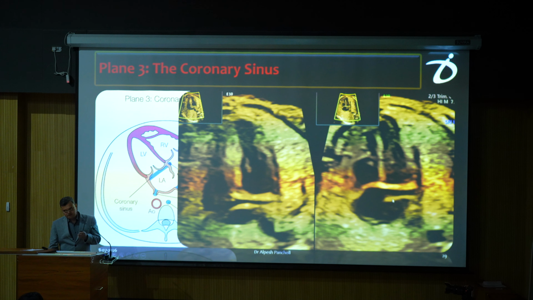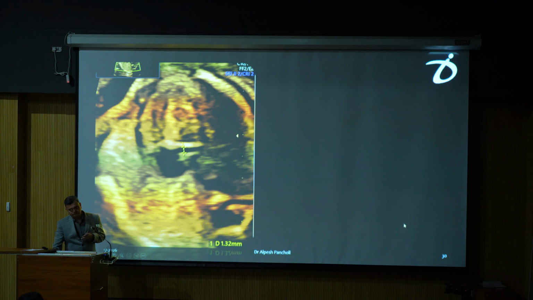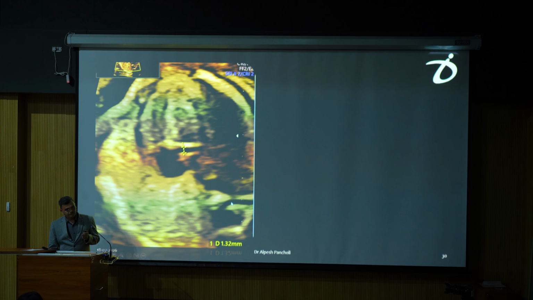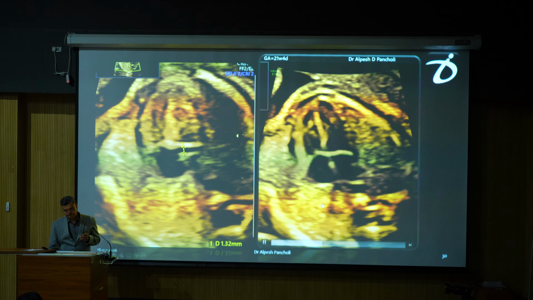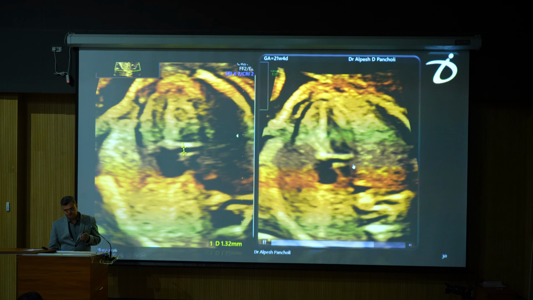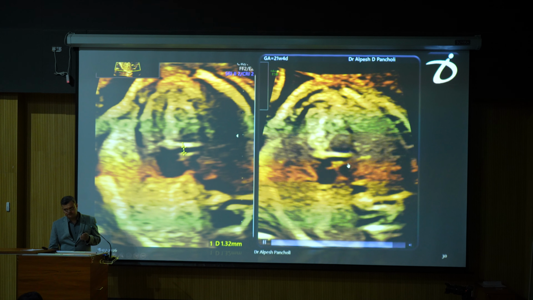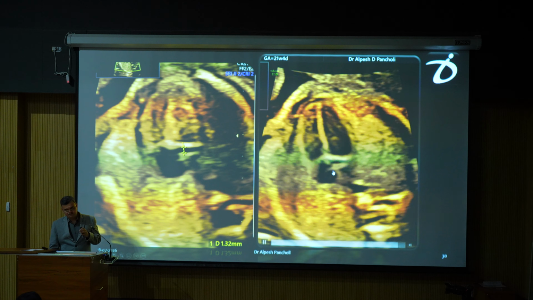So this is the normal coronary sinus. Here you don't see the normal left atrium, and the diameter is ranging from 1 to 3 millimeters. If it is more than 3 millimeters, it is dilated, and this is the video showing the same. So how to differentiate between ASD1 and coronary sinus?